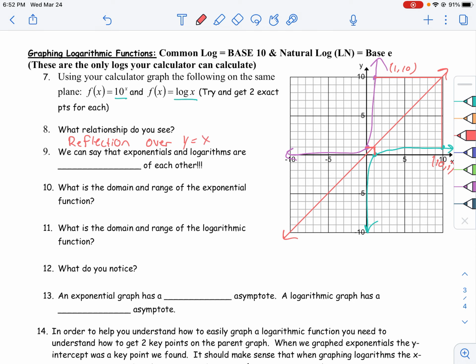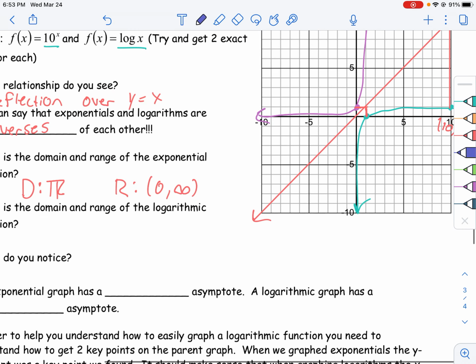We can say that exponentials and logarithms are inverses of each other, and we've talked about that a few times. What is the domain and range of an exponential function? Well, we know that the domain for an exponential function is always all real numbers, and the range is going from 0 to infinity. What is the domain and range of a logarithmic function? Well, if they are inverses, it should just flip, but let's double check.